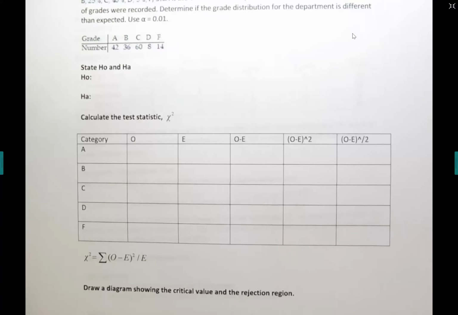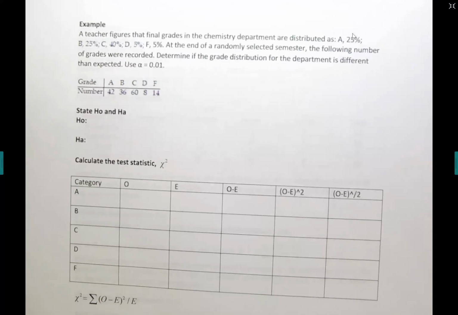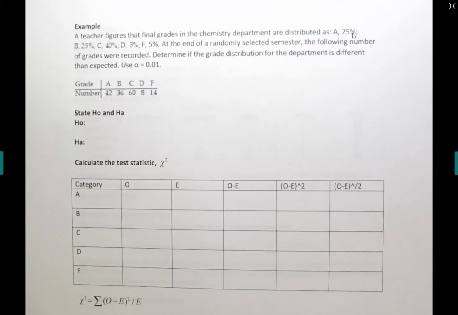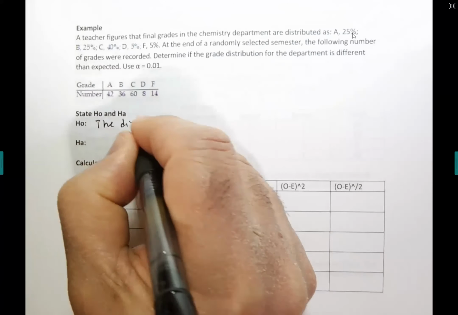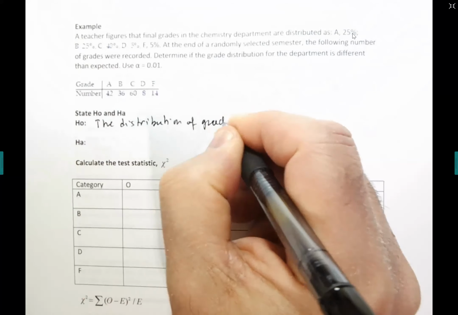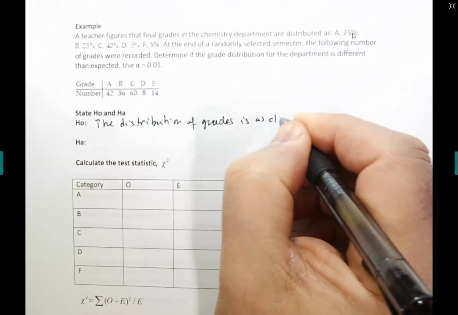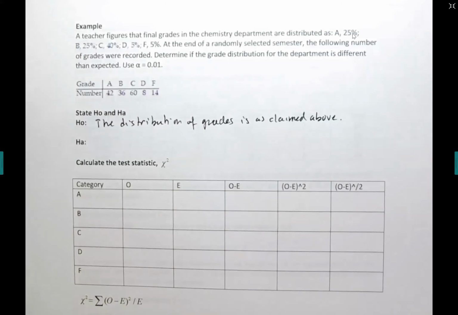Let me show you how to work out this problem. Okay. As you know, in any hypothesis test, guys, you have to state the null and the alternative hypothesis. Here's what the null hypothesis is. Always, the distribution of grades is as claimed above. That's what H0 always. Can someone guess what the alternative hypothesis would be?